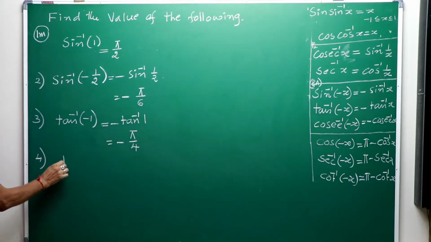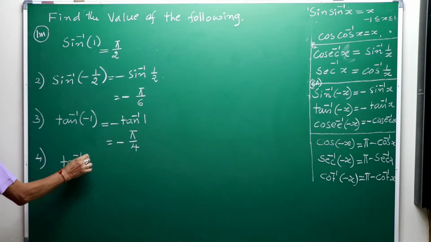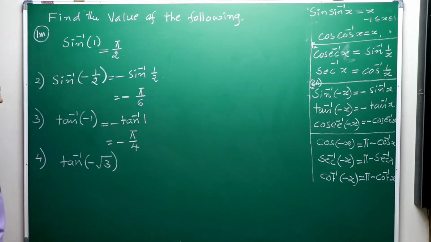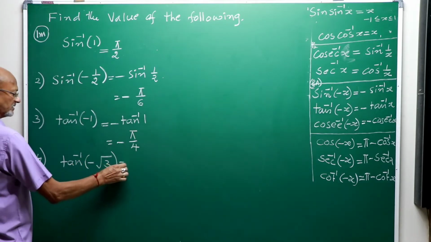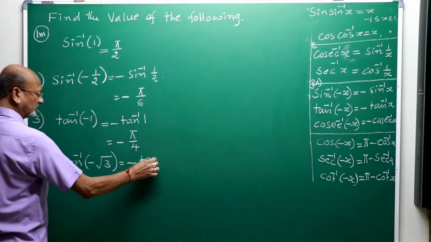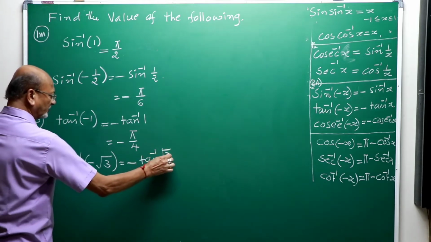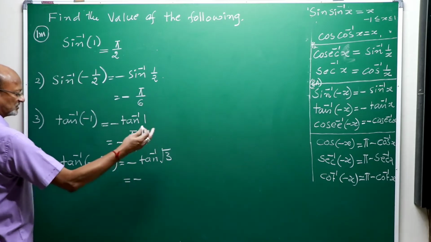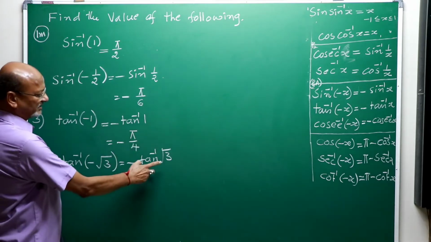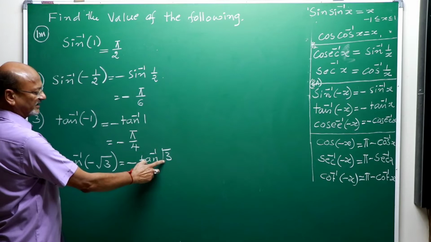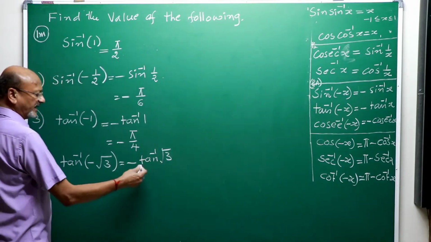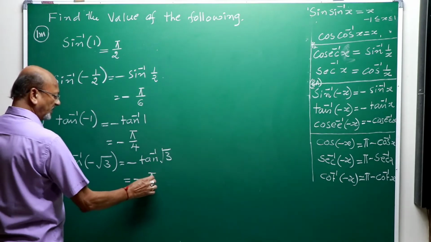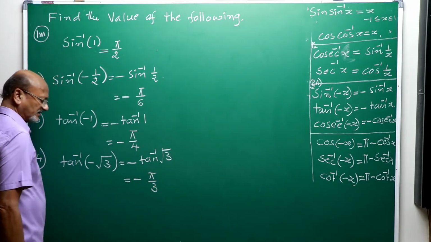Next, tan inverse of minus root 3. First that property: minus tan inverse of root 3. Then you know the value, as I just explained in that list. Tan 60 is root 3, which means you just have to write the angle: 60 degrees, which is pi by 3 radians.